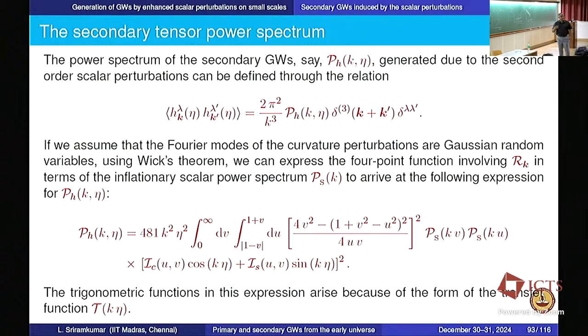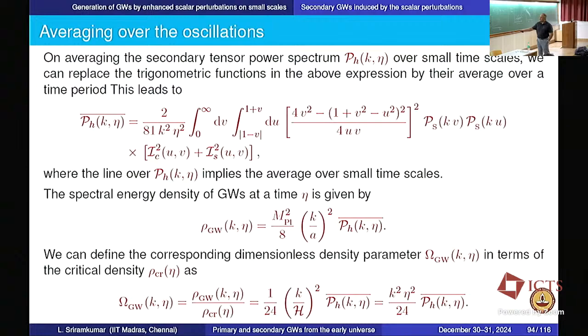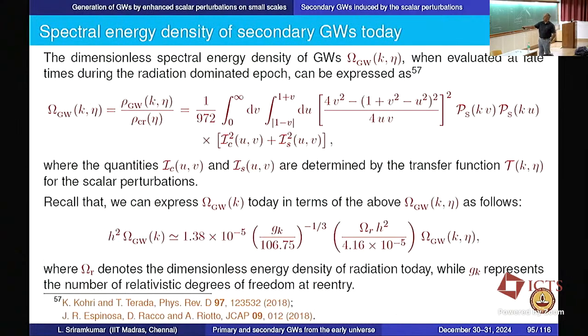This P_S is essentially the primordial curvature perturbation power spectrum. So you give me a P_S of k, I need to plug this in, calculate this P_h of k, and plug in this expression here to obtain omega GW. And as we have already seen, once you know omega GW of k and eta, you can calculate the spectral energy density of gravitational waves today, which you can express in terms of the dimensionless spectral energy density of radiation. So that is all there is, where these IC and IS are given by those expressions that I had shown earlier.